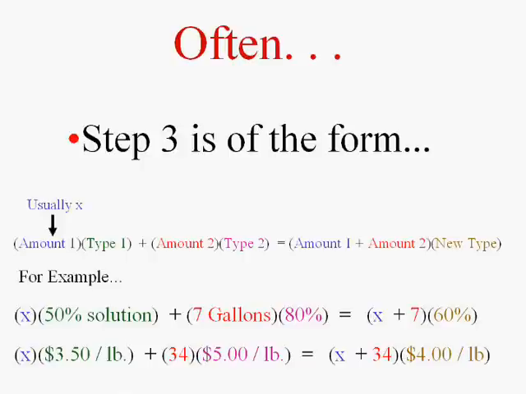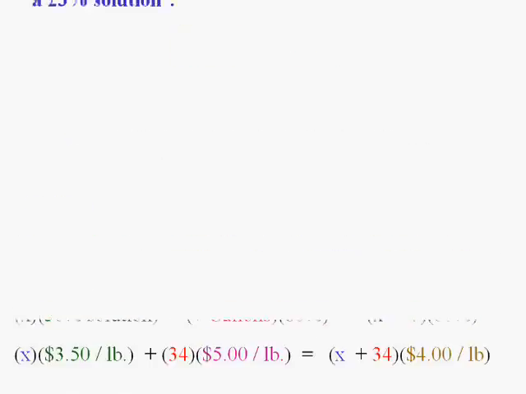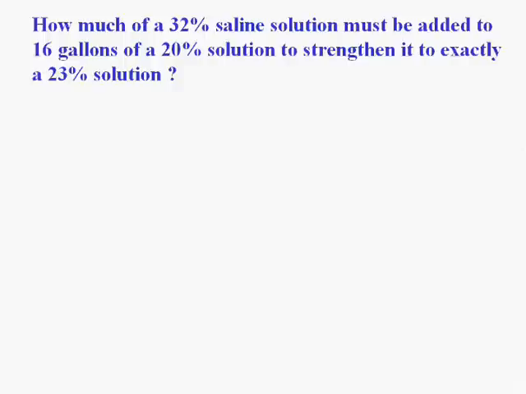This one would be how much of a $3.50 a pound, for instance, mixture would I have to add to 34 units of a $5 a pound mixture to get a $4 a pound mixture, but we have to throw in the X plus 34 because it's amount plus amount. That's the new part. You have to know that amount plus amount is just what it says. Okay? Now then, we'll see how much you learned. Let's try one.